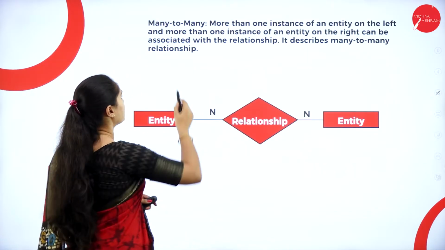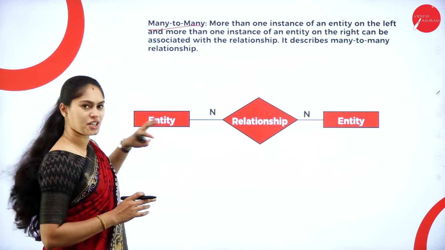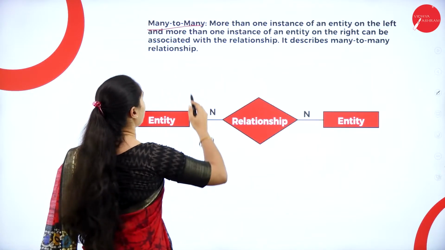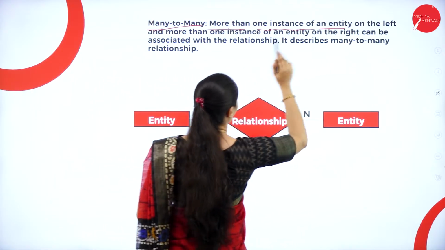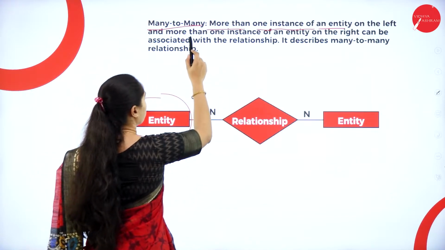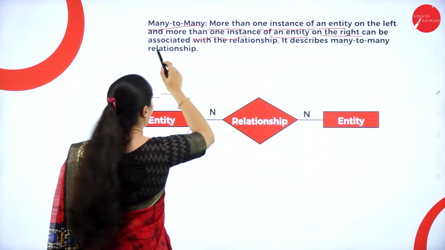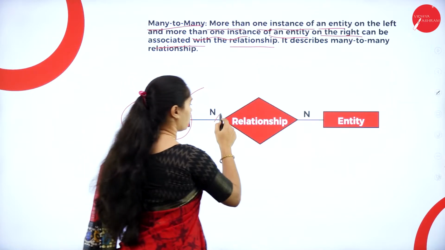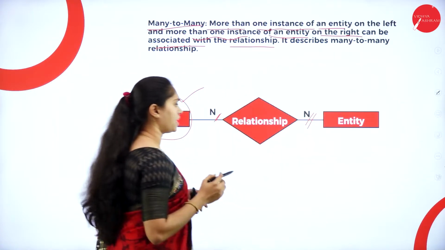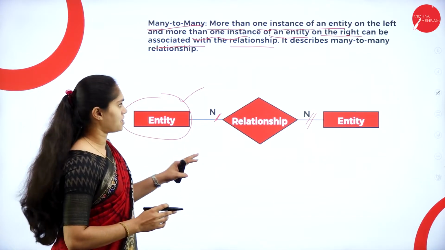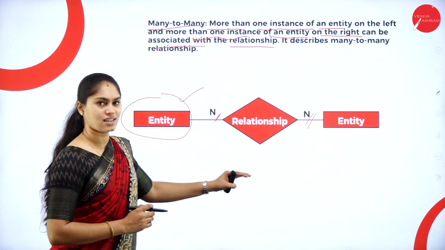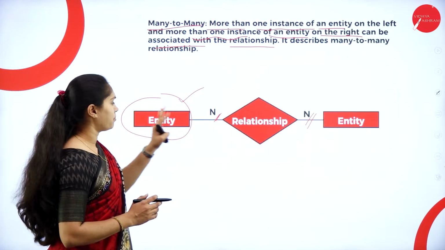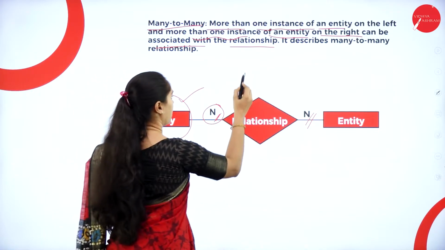So next what we have is many to many. When it comes to many to many, many teachers teach many students. That is the example here. So many to many in the sense what? More than one instance of an entity on the left and more than one instance of the entity on the right can be associated with a relationship. Here also I have n number of instances and there is a relationship with another entity in terms of n number of instances. Then we can say that it is in the cardinality ratio of many to many. So that describes the many to many relationship. That is n is to n.